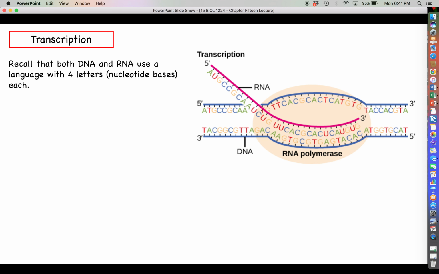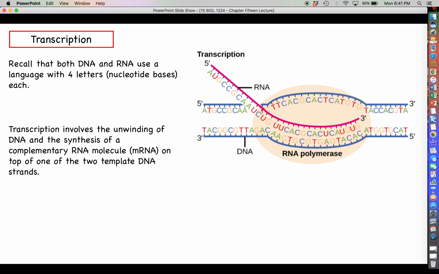Just a quick overview of the transcription process. We're going to have later videos that delve into this topic in a little bit more detail. You'll recall that both DNA and RNA use a language that only contains 4 letters, and these letters come in the form of nucleotide bases. DNA uses A, T, C, and G, whereas RNA uses A, U, C, and G. So the difference is whether DNA or RNA use T or U.